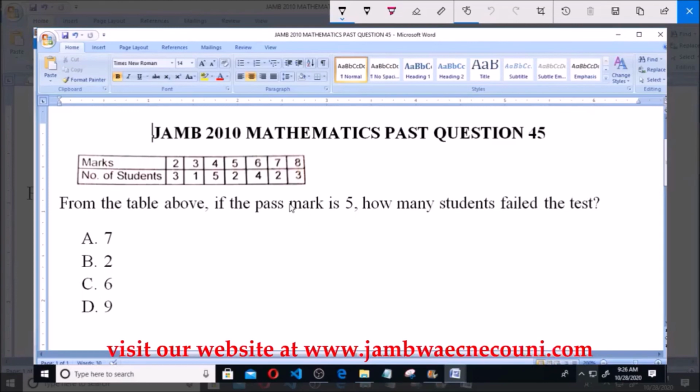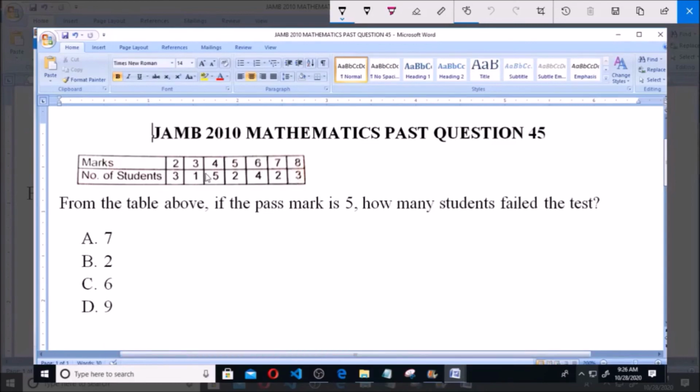Now looking at this table, these are the number of students that took the test, and this is the mark obtained. The number of students are given according to the mark they obtained. That means that 3 students obtained 2 marks, 1 obtained 3, 5 obtained 4, 2 obtained 5, 4 obtained 6, 2 obtained 7, and 3 obtained 8.